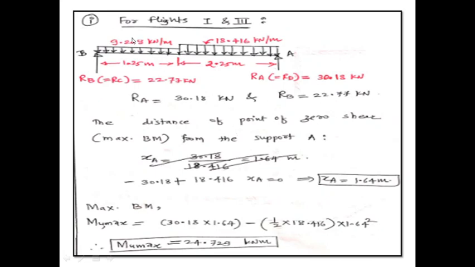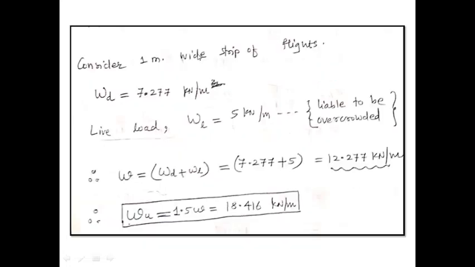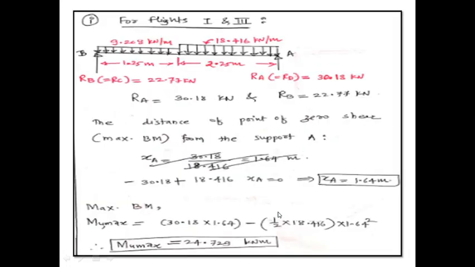Now first of all let us consider flights 1 and 3. Here the lengths are 2.25 and 1.25 meter. This is A, this is B, simply supported. We have just calculated that this UDL is 18.416, but as mentioned in one of the slides, on this landing they take half of 18.416, so 18.416 divided by 2 gives 9.208 kilonewton per meter. So half of this UDL they distribute on this landing. This is the landing portion, whereas this is the portion where steps actually are.